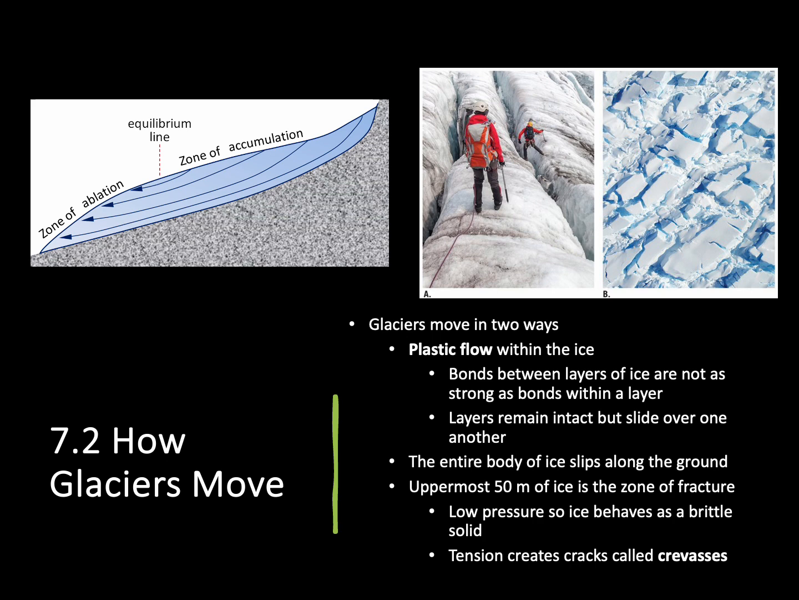So when we're looking at the uppermost layer of our glaciers, this is called the zone of fracture. Because it's under so little pressure, it's going to be really brittle and it's going to start breaking or cracking. And all of these little cracks, I shouldn't call them little. Sometimes they could be hundreds of feet wide and thousands of feet deep, but these cracks are called crevasses. And you can see them here on this image on the right.